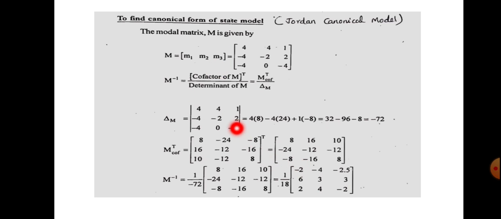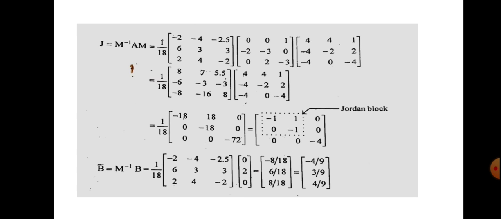Next we have to find the product M inverse AM. So J will be obtained by M inverse AM. You can put this value here and multiply; that is a simple matrix multiplication process. See, here is the Jordan form. Finally, when we multiply this, we get this block like this, and here you can see minus 1, 1, 0, minus 1. So this is the Jordan block.